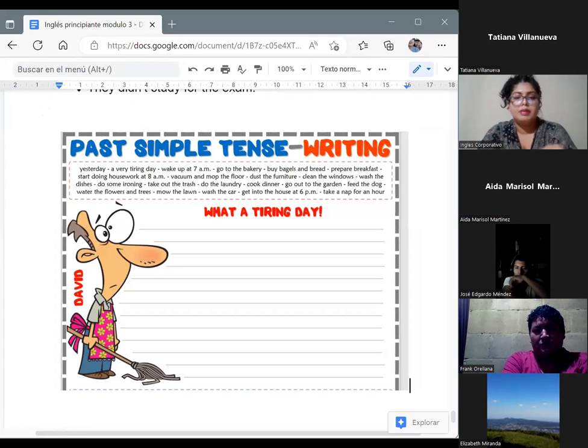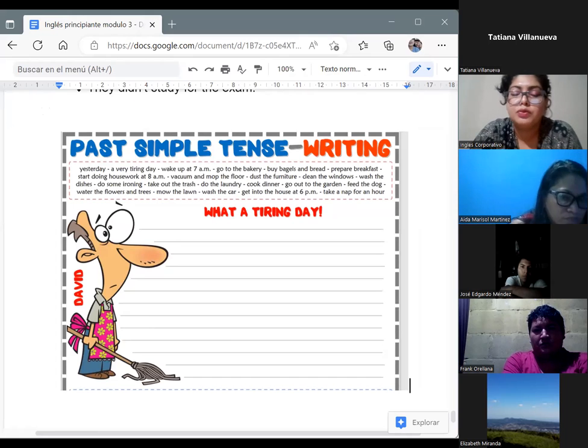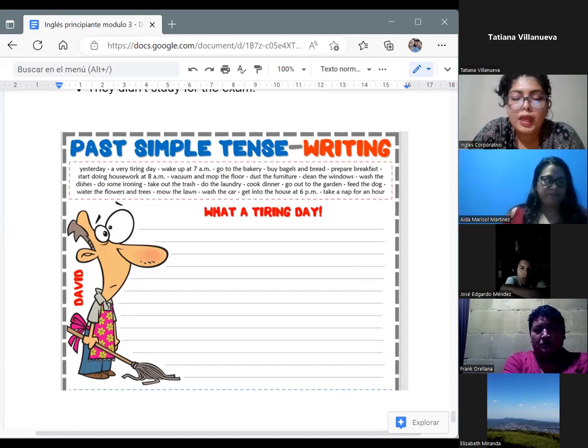This is the image that we have here. And this one is past simple tense writing. Este es el ejercicio de escritura. And you have a lot of words there that you can use for your paragraph. Tenemos esas palabras ahí que podemos utilizar para nuestro párrafo.